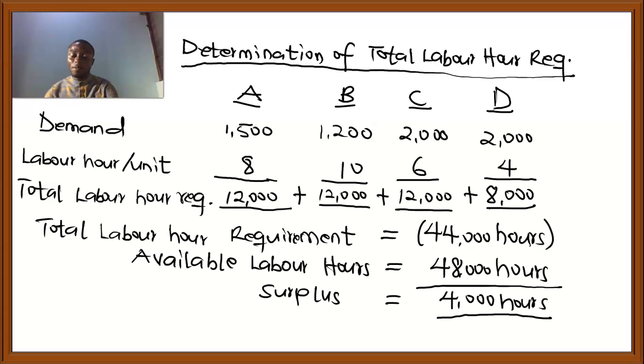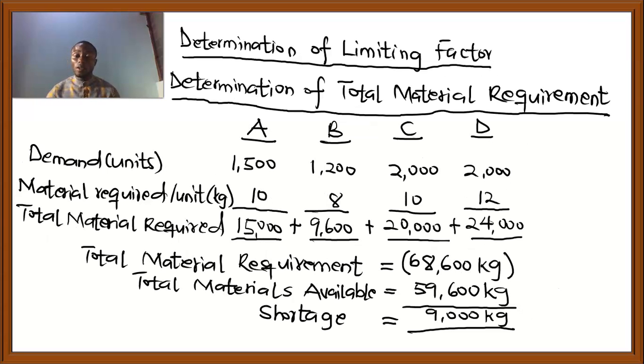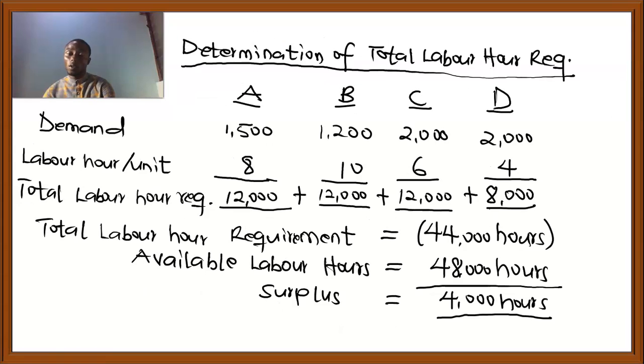Materials are the limiting factor because there is a shortage of 9,000 kilograms. This is a shortage. Once we have been able to identify the limiting factor, then now we go on to compute the contribution per unit. So, computation of contribution per unit.